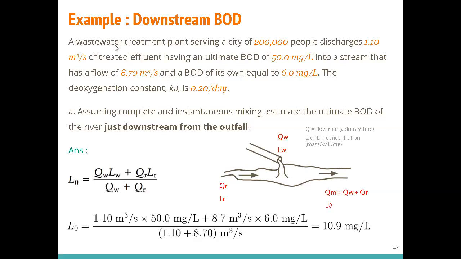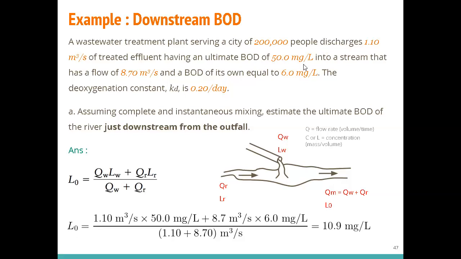Okay, so now we have a wastewater treatment plant serving around 200,000 people. And these 200,000 people discharge this much water, 1.1 cubic meter per second, having the ultimate BOD, so you know the L0, right? Ultimate BOD is L0, 50 milligram per liter. So per 1 liter of the wastewater, you will need 50 milligram of dissolved oxygen to digest everything.